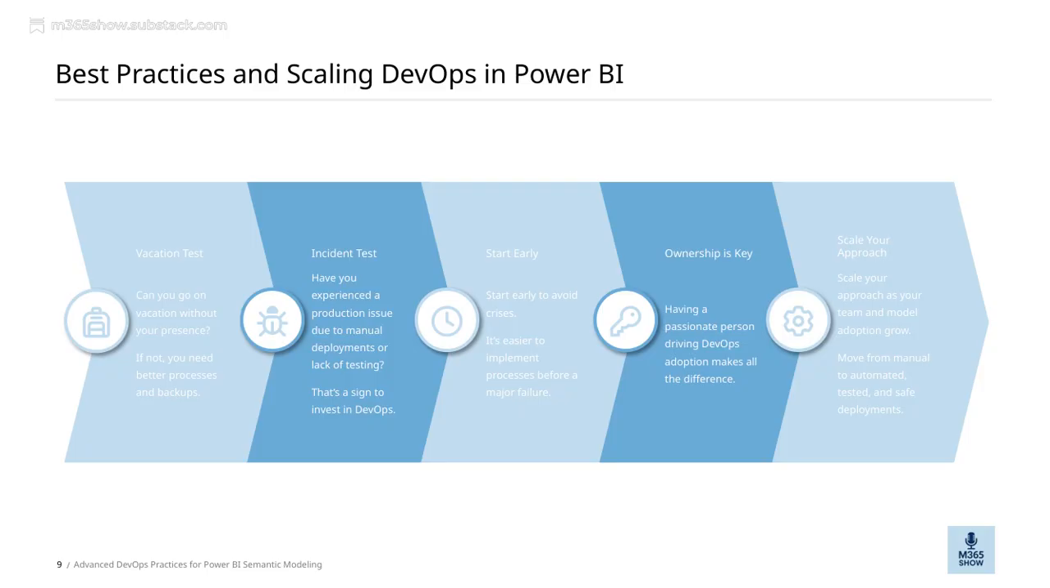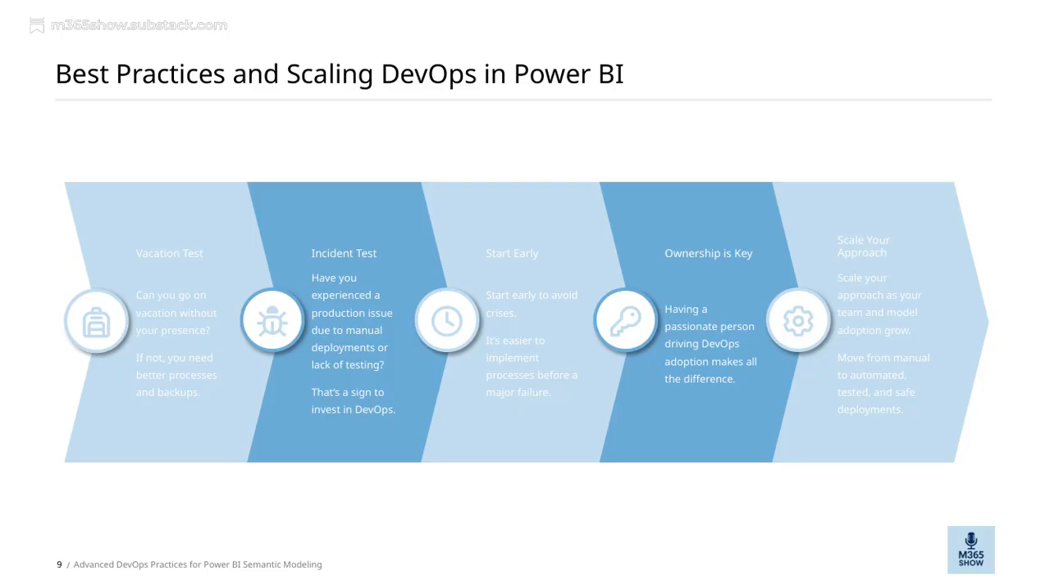Having someone passionate about DevOps driving the initiative really makes all the difference. Ownership is key. When someone takes responsibility, it accelerates adoption and keeps things moving smoothly. Starting early is also crucial. Addressing these practices before a major failure occurs makes implementing processes much easier. For example, if you've experienced a production issue caused by manual deployments or lack of testing, that's a clear sign you need to invest in DevOps.